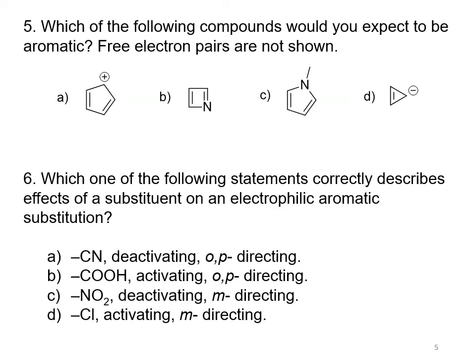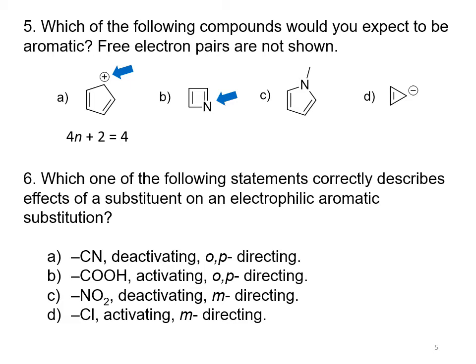Next question: which of the following compounds would you expect to be aromatic? Free electron pairs are not shown. So you need to know that a positive charge means an empty orbital. There are no free electron pairs. A negative charge on carbon means a free electron pair. And for heteroatoms such as oxygen, nitrogen, sulfur, you should know how many free electron pairs there are. So A, there are no free electron pairs on the positively charged carbon. That means we have only 4 pi electrons, 2 from each double bond. And so 4n plus 2 equals 4, so n is not a whole number, so A cannot be aromatic.